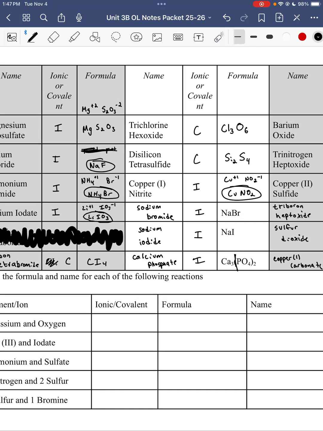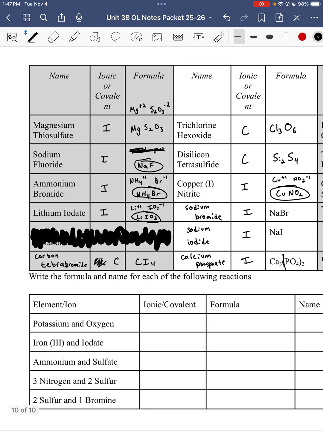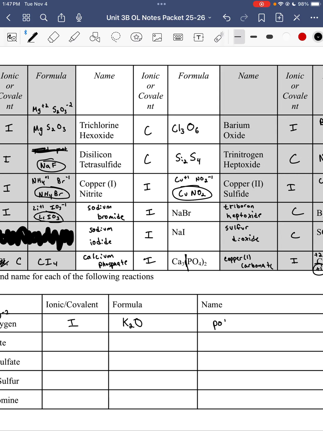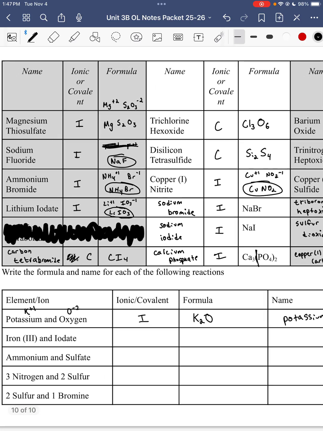And my final section, I'm asked to write the formula, name, and whether it's ionic or covalent in the boxes for each different element combination. So if potassium and oxygen got together, they'd form an ionic bond. Potassium is K plus 1, oxygen is O minus 2. So when we crossed them over, we'd get K2O as their formula, and that would be called potassium oxide. Very simply because there's no transition metal.